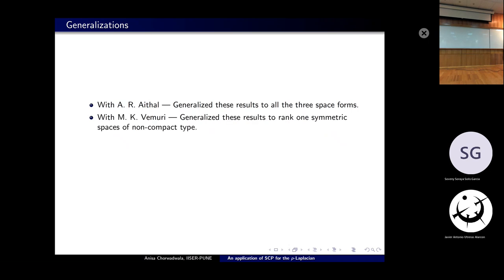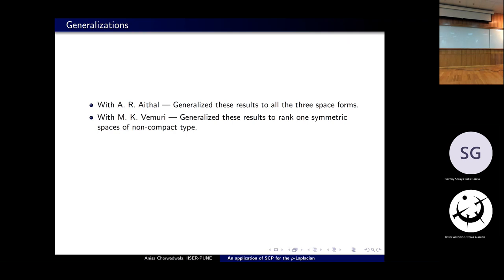And then with Professor Vemuri, we generalized these results to rank one symmetric spaces of non-compact type. So from constant sectional curvature to Riemannian manifolds where the curvature tensor is covariantly invariant, that is, invariant under parallel transport. That was a natural generalization. But we could only do it for the non-compact type, because there was a nice Damek-Ricci hyperbolic H-type spaces formalism available, which was useful in carrying out the deformation.